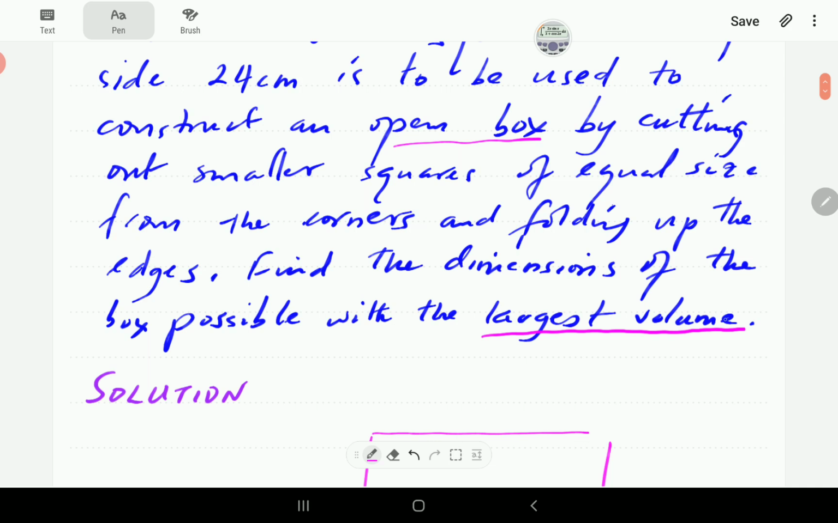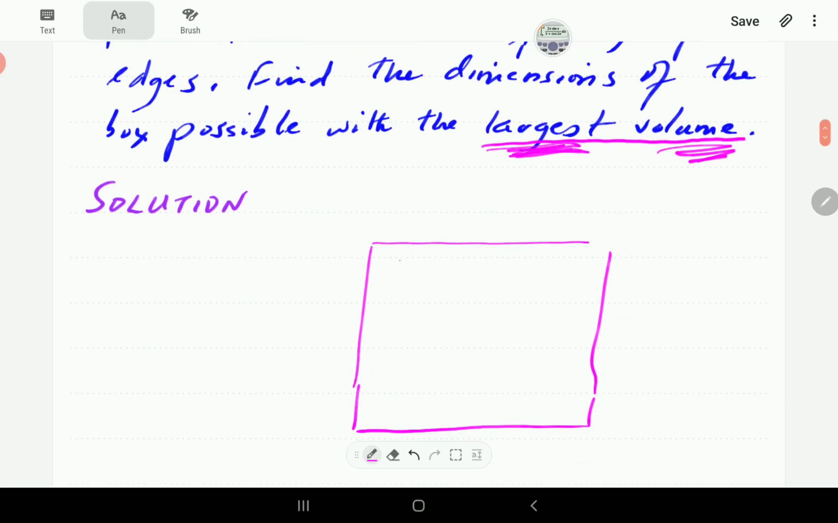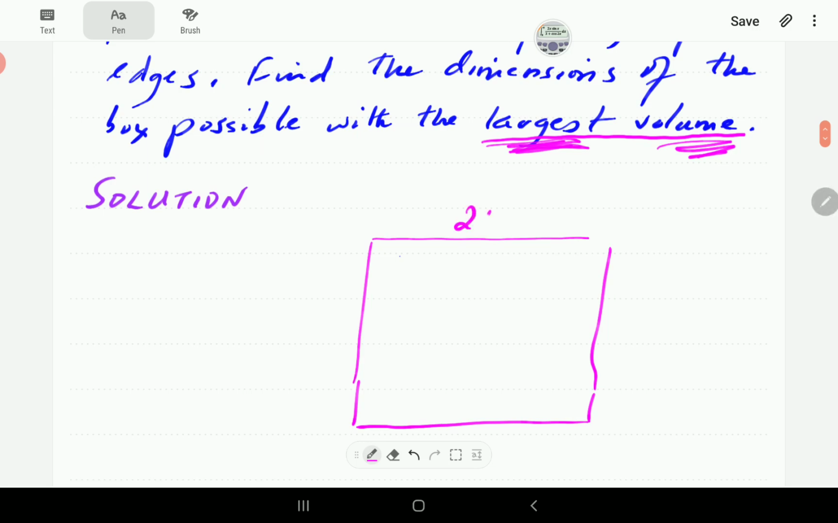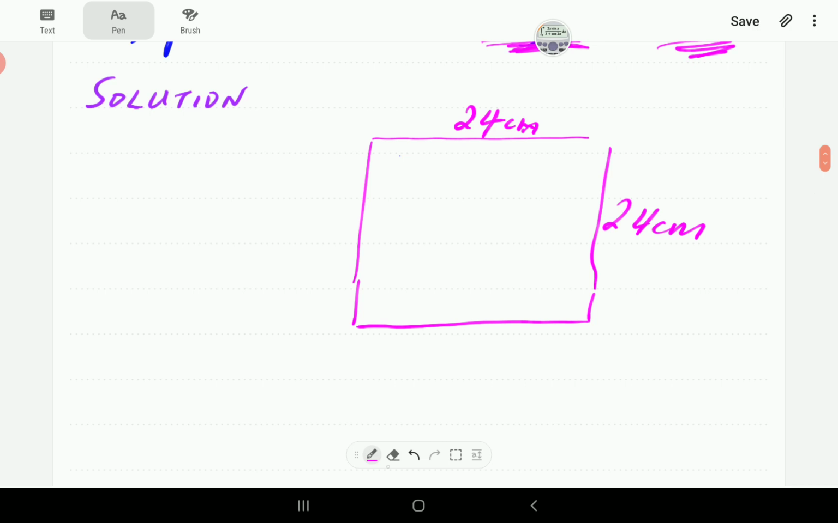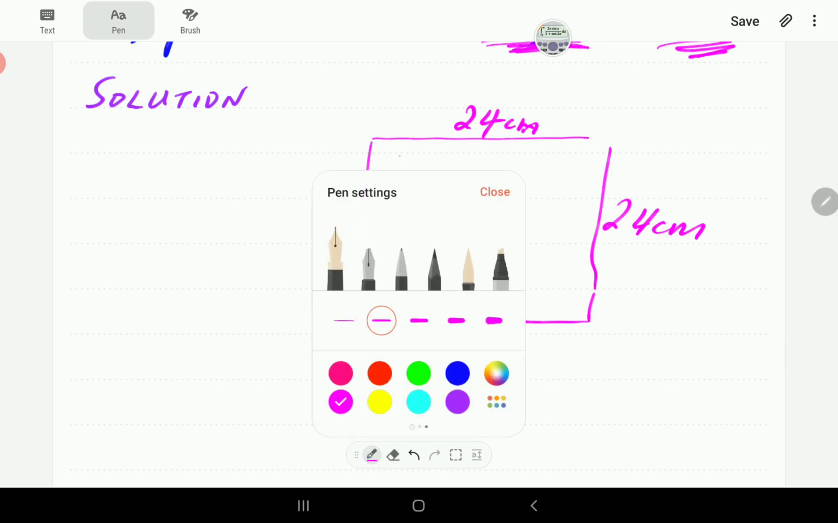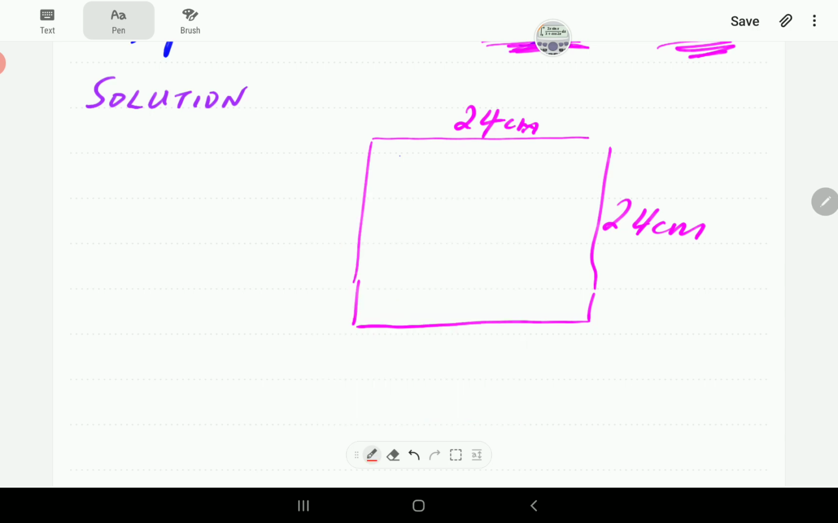So from what we talked about before, clearly for this example, the objective function is going to be the volume, because we want a box with the largest volume. The constraint is going to be the amount of cardboard we have. We only have a square of side 24 centimeters, so that is what makes up our constraint. So this is what happens in this type of thing.